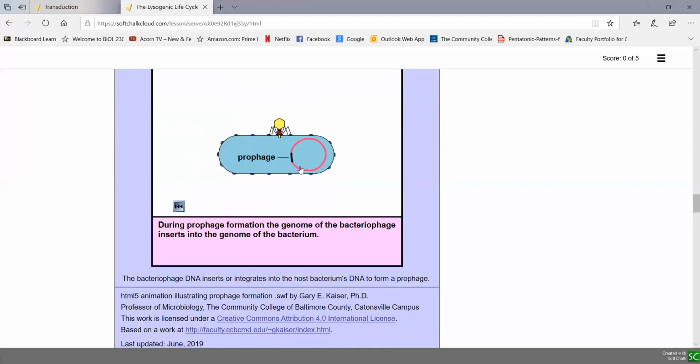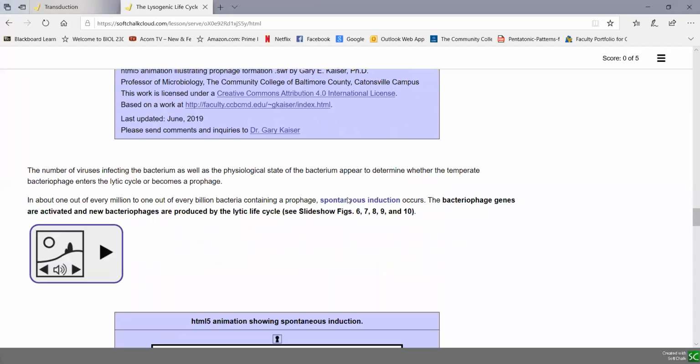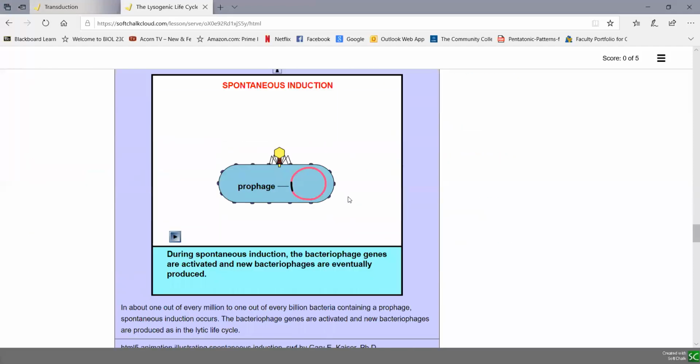And again, as that bacterium divides by binary fission, every daughter bacterium is going to carry that prophage DNA. And that's normally how it remains. That's kind of the ultimate in pathogenicity for the virus. It never runs out of host because it becomes a part of the host. But in rare cases, maybe 1 out of every million to 1 out of every billion bacteria containing a prophage, a rare process called spontaneous induction occurs.